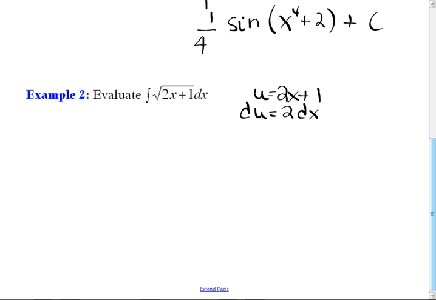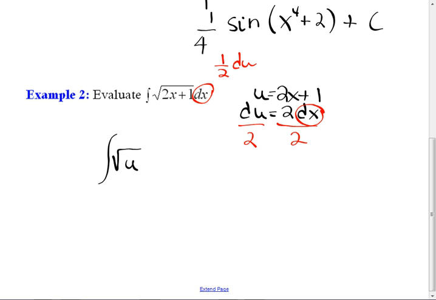Now, I want to get rid of the dx, so I'm going to have to divide by 2. You may divide by numbers, not a problem. So dx is equal to 1/2 of du, because du is 2dx. Oh, they're working on a different problem. Okay, that's okay to work ahead because there are some tough problems here. So it's the square root of u, du, and it's 1/2 out in front.